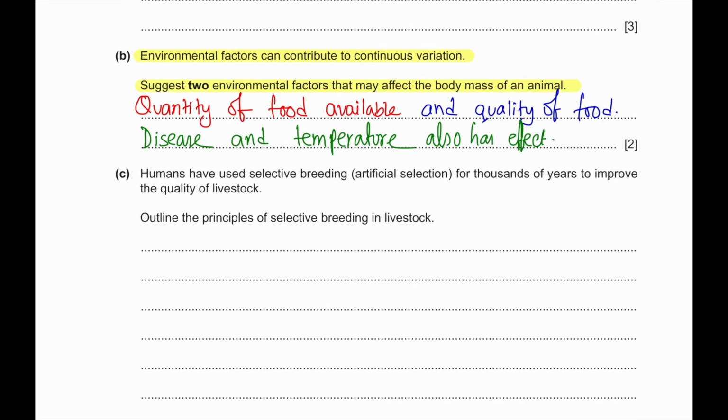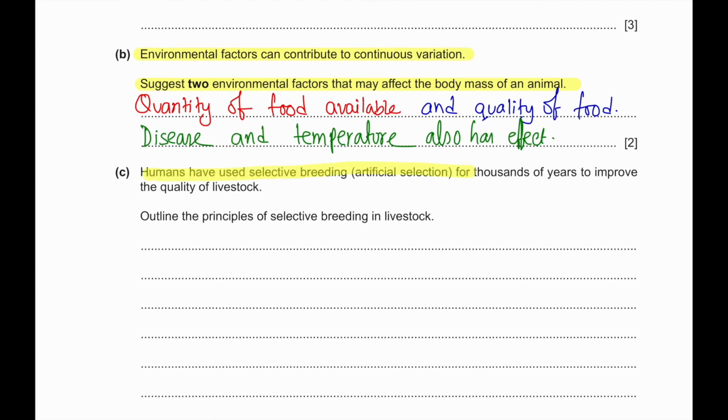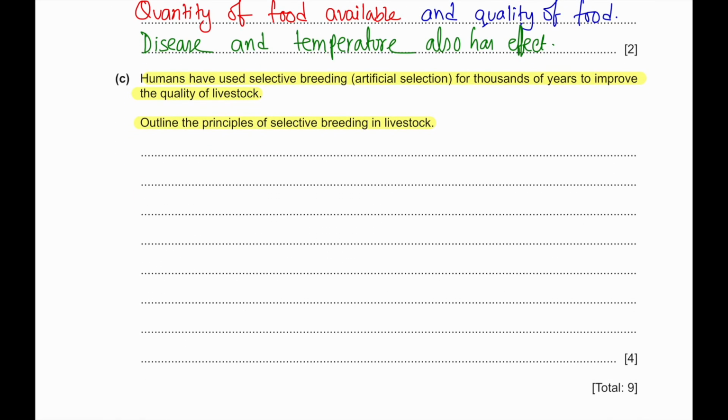Part C. Humans have used selective breeding, artificial selection, for thousands of years to improve the quality of livestock. Outline the principles of selective breeding in livestock. So basically in selective breeding, humans apply the selection pressure. Humans can select parents that show desired characteristics, for example, high milk yield. Then the parents are bred together. The offspring with high milk yield is then chosen and bred with a bull whose mother and grandmother had high milk yield. This process is then repeated over many generations to improve a particular livestock by artificial selection.